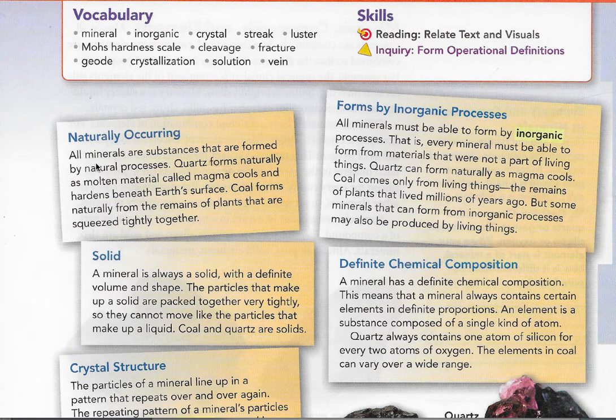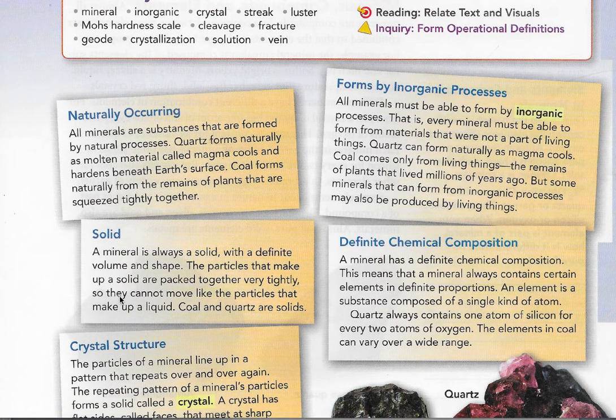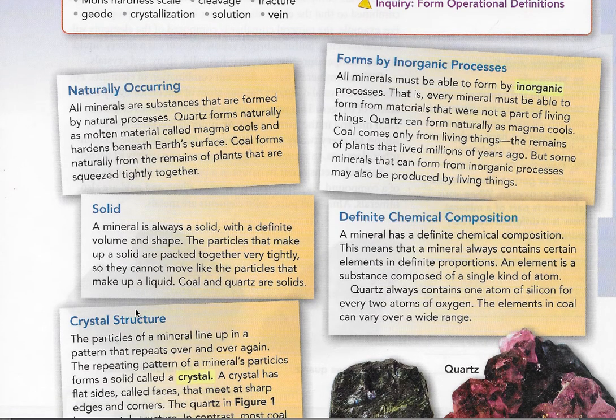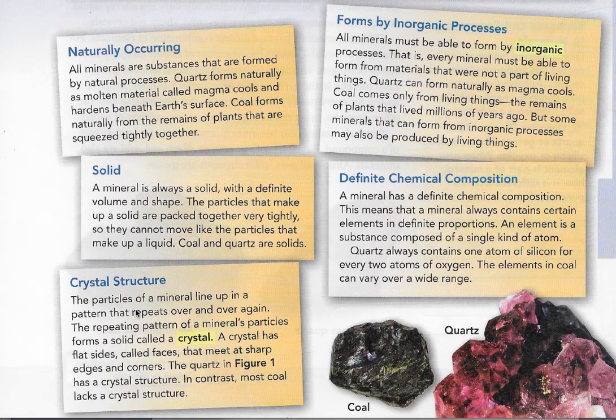Here again, so here are the five things. Naturally occurring. All minerals are substances that are formed by natural processes. Quartz forms naturally as molten material called magma cools and hardens beneath Earth's surface. Coal forms naturally from the remains of plants that are squeezed tightly together. Solid. A mineral is always solid with a definite volume and shape. The particles that make up a solid are packed together very tightly so they cannot move like the particles that make up a liquid or gas. Coal and quartz are both solids.